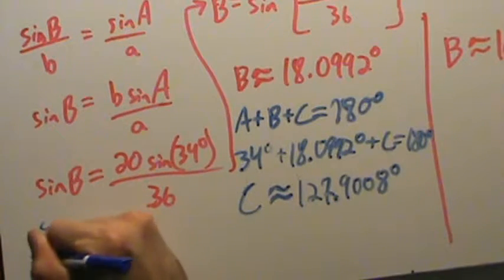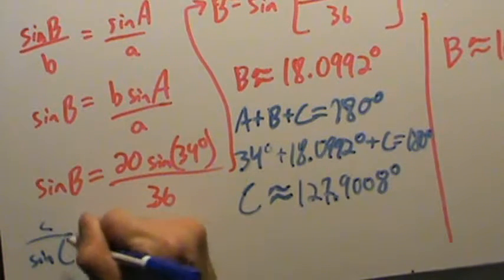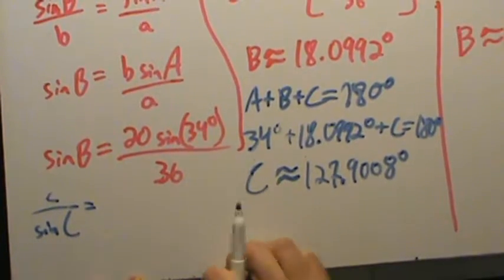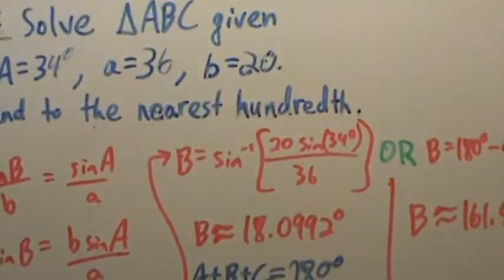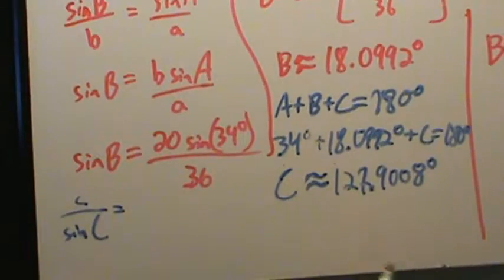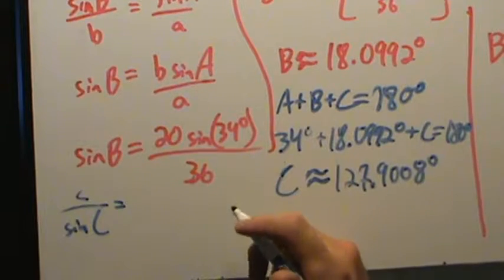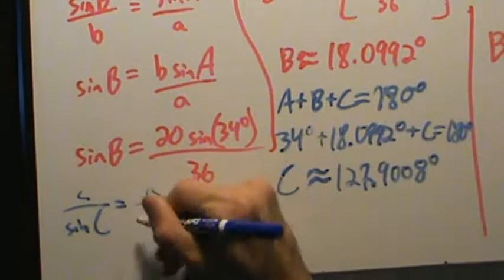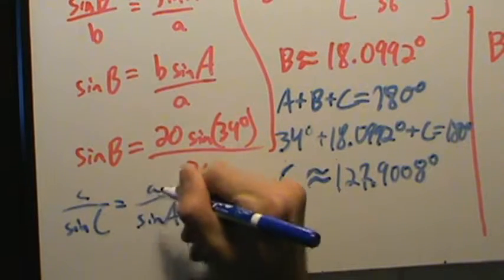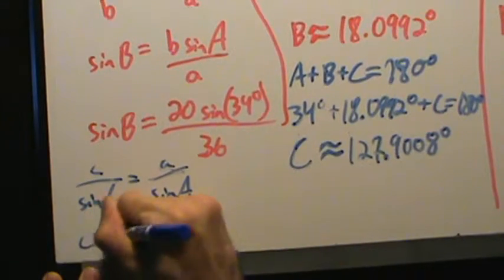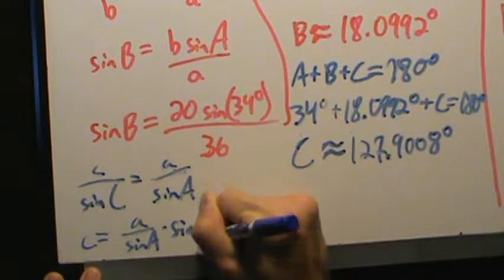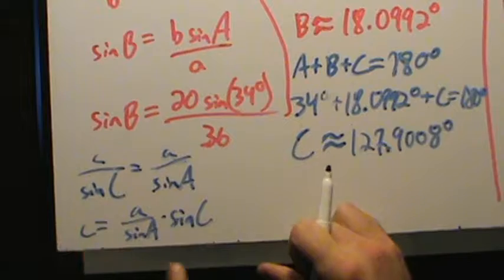So little c over sine of big C equals, let's use little a and capital A, because we're given little b, but capital B is an approximation, so we don't want to use it if we don't have to. So let's avoid using that. So we'll just use little a over sine of capital A. Okay, so this tells us that little c equals little a over sine of big A times sine of big C. Okay, multiply both sides by sine of big C to get this.